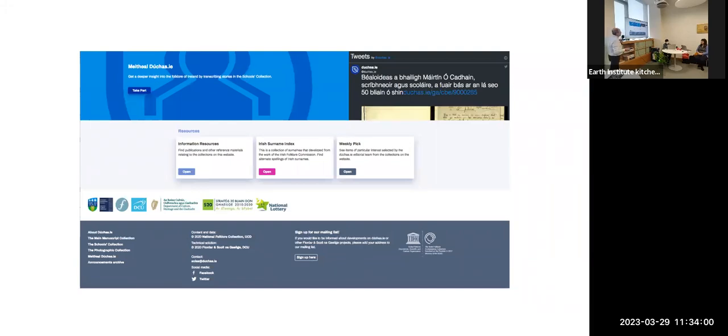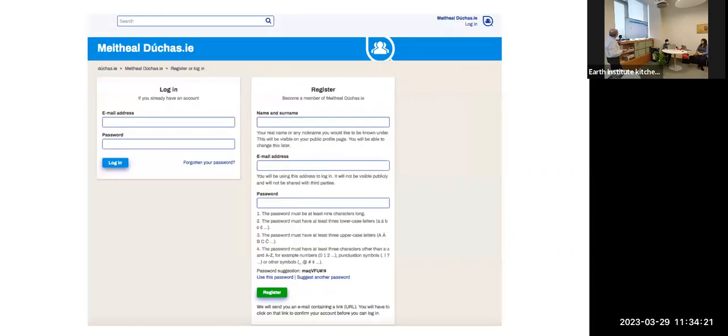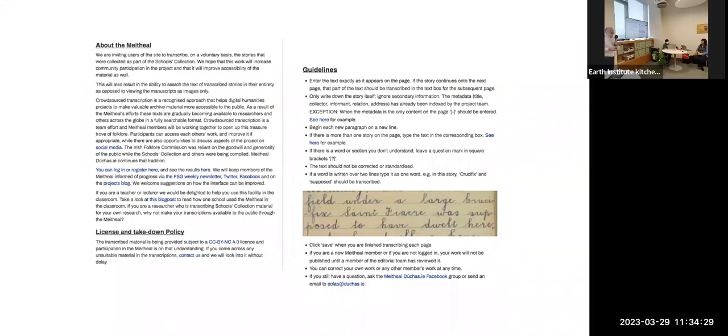So users of the site were encouraged to register and to join up. Very, very simple. Basically, you provide a name and an email address. And you can see, back in early 2020, these were the stats as to how many pages had actually been transcribed. There are your login details, how to register and so forth. At its peak, about 6,000 people were registered as contributors, participants in the Meitheal Dúchas project.